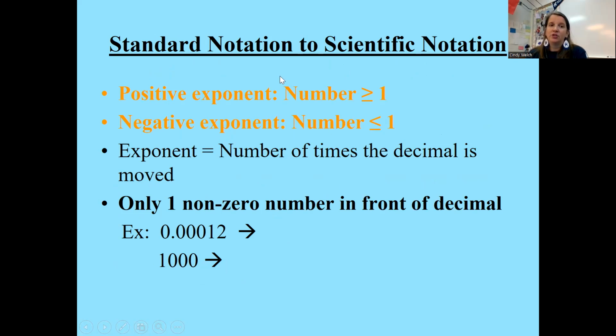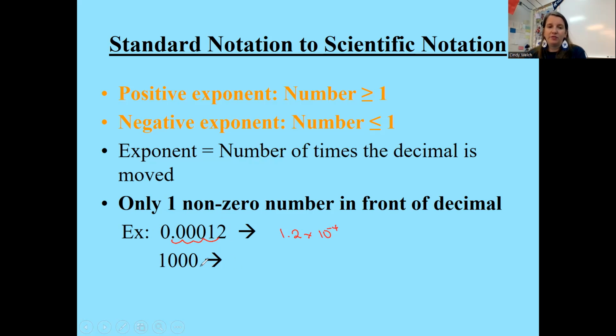Okay, so here on our first value, we want to make sure that we have a number between 1 and 10 in front of our decimal point, or sorry, in front of our times sign. So we want to move our decimal behind the 1. So 1, 2, 3, 4. This is going to be 1.2 times 10 to the negative 4. It's negative because this number is less than 1.